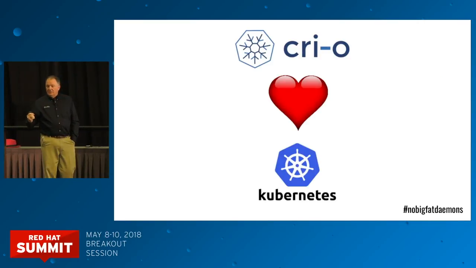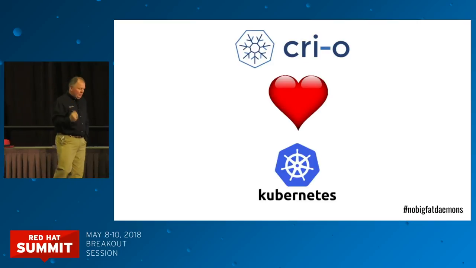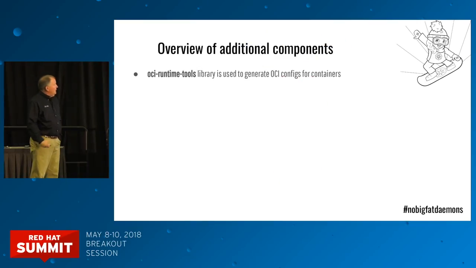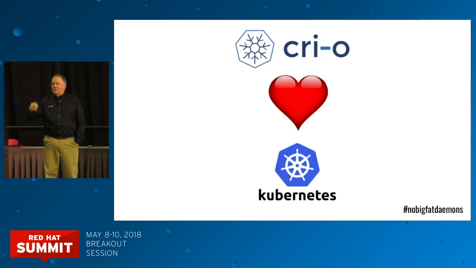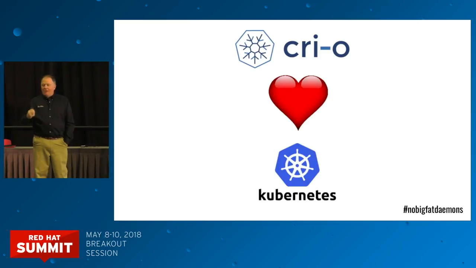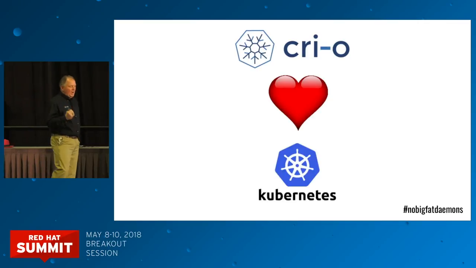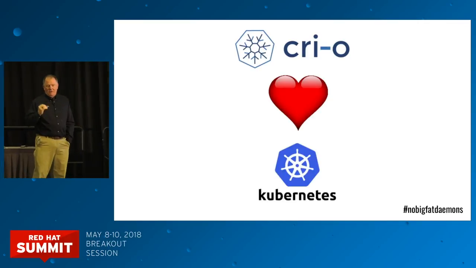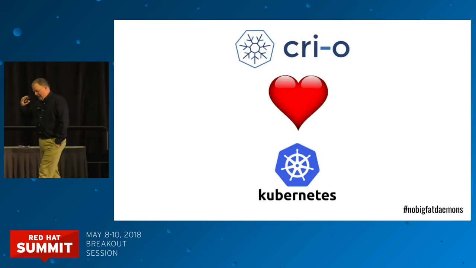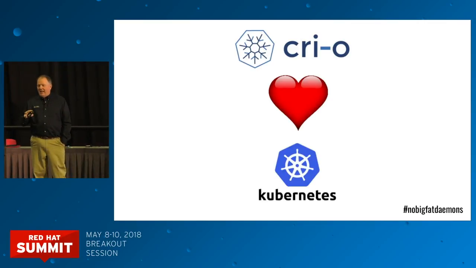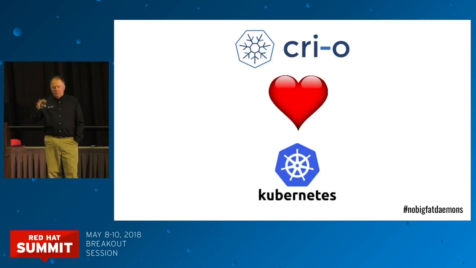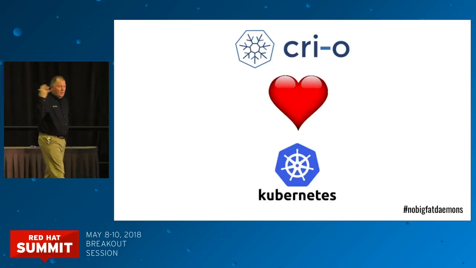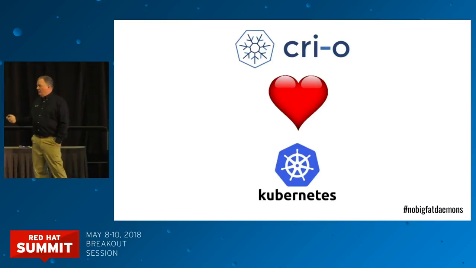CRI-O loves Kubernetes, okay? Every single patch that comes into CRI-O has to pass the entire test suite. Right now, if you open up a PR for CRI-O, we have 9 test suites that we run. Each one takes about an hour, and you have to pass every one. We will not merge anything that will ever break Kubernetes. That's our goal. So if you want to contribute, you have to get it through us. Ronald is now going to talk a little deeper about what CRI-O is.